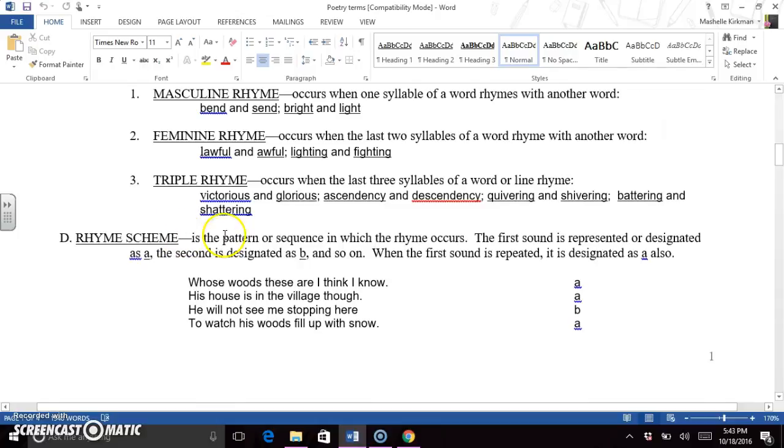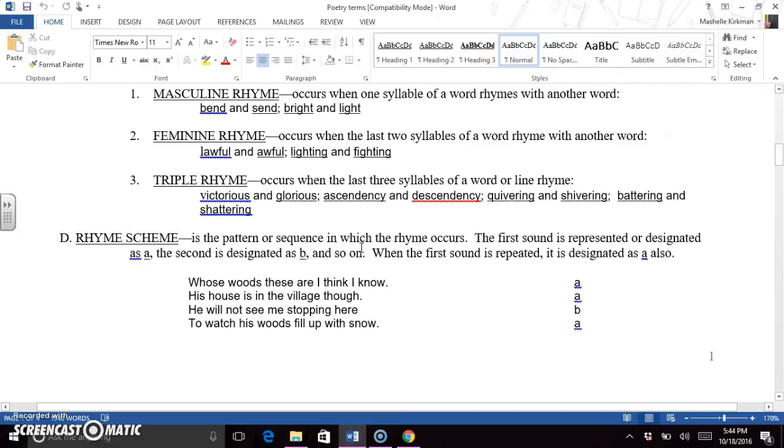So the rhyme scheme is the pattern or sequence in which the rhyme occurs. This is the perfect, the slant, the eye, and then how do you actually put them together to make that pattern? So we're charting the pattern that the sounds are making. The first sound is designated as an A. The second sound is designated by a B, and so on.